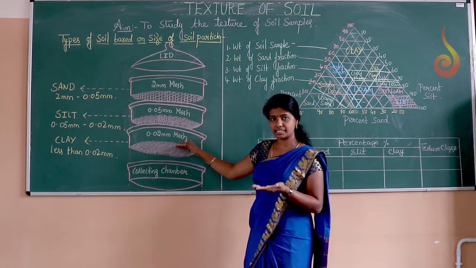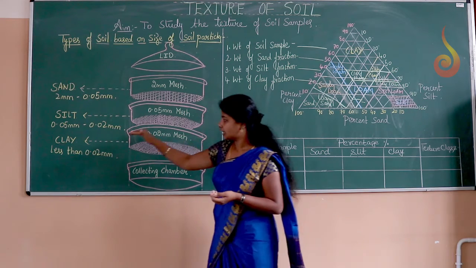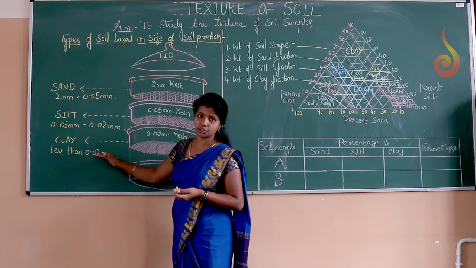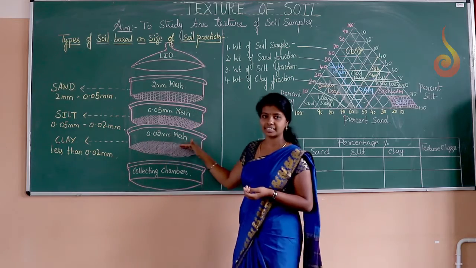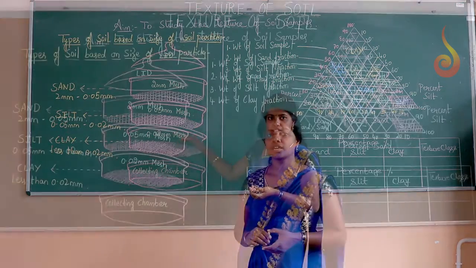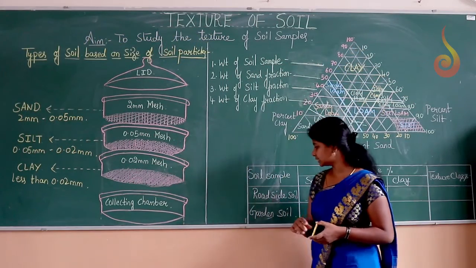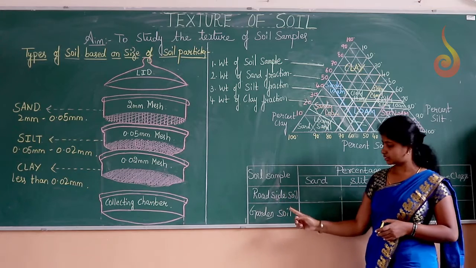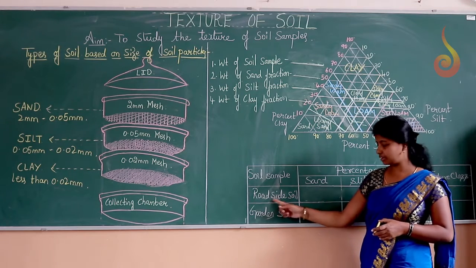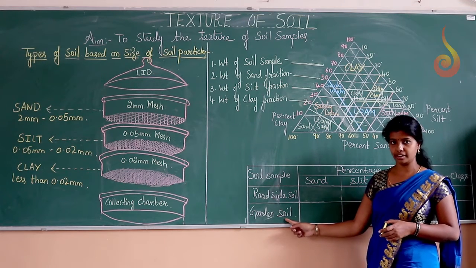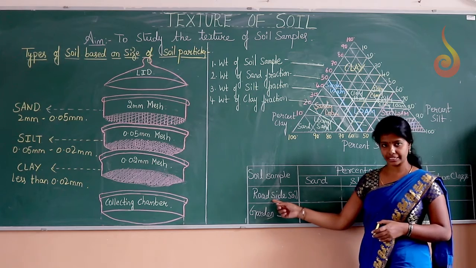The clay particles, of size 0.02 millimeters, get settled in this mesh. Now, let us consider two soil samples. One is a roadside soil sample, the other one is garden soil. So, first to start with roadside soil.